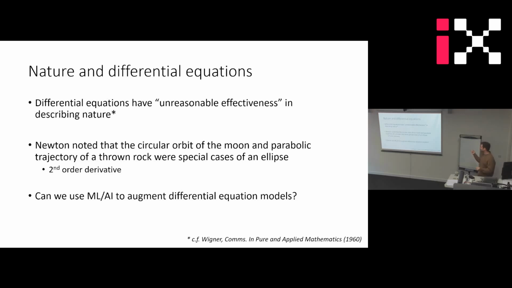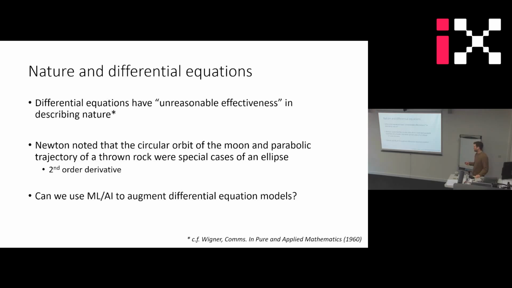The example I give, because he invented calculus, as Newton noted, the moon goes in a circle, and if I throw a rock, it goes in a parabola. Those are both ellipses, and second-order differential equations describe ellipses. Therefore, Newton's second law has to be a second-order differential equation. That's quite unnatural thinking to do at the time. That's why he was a genius. But differential equations show up a lot of the time, so we want to keep those models. They've been describing reality for a very, very long time.